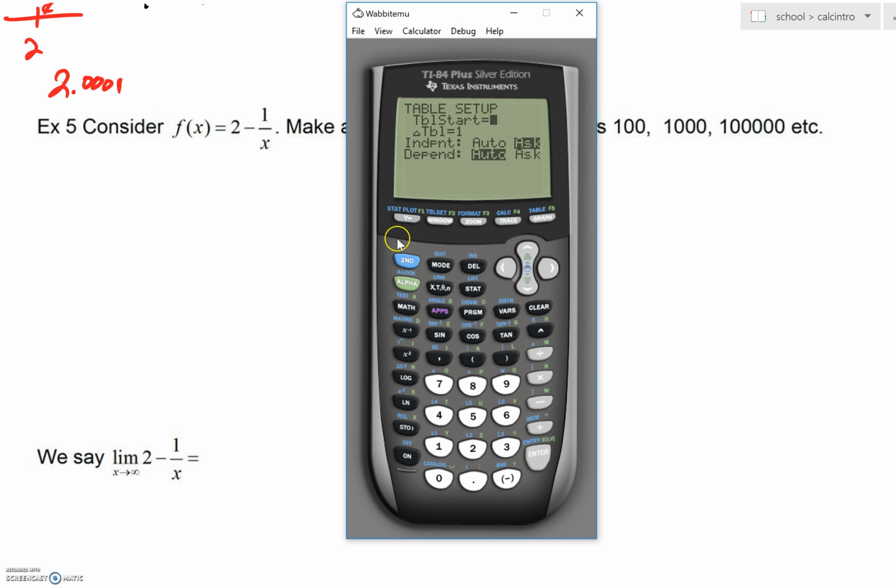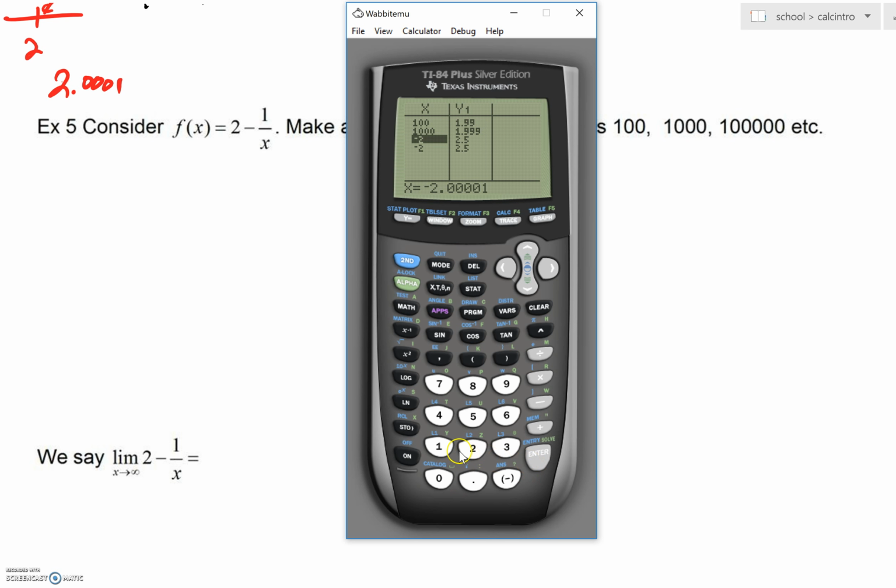The order of operations would be okay. It knows that you always divide before subtracting. If you want to put parentheses around the 1 over x, you're okay, but it's actually not needed here. Okay? So I go to second table, set to ask. Then I'm going to type in 100. I can type in 1,000.